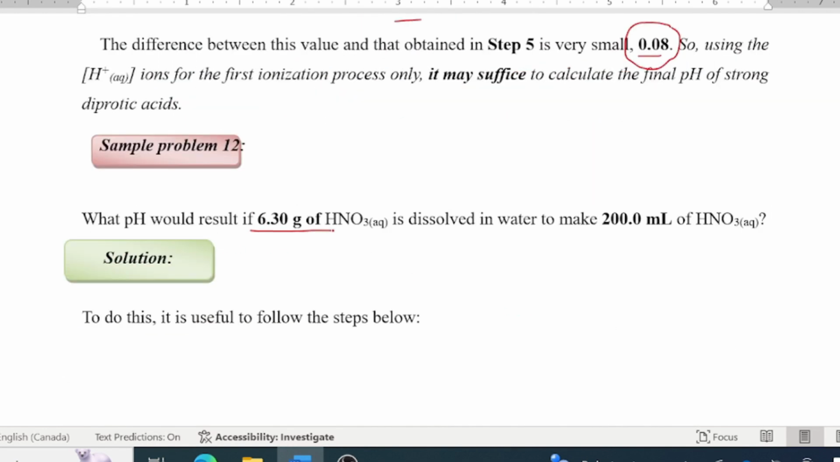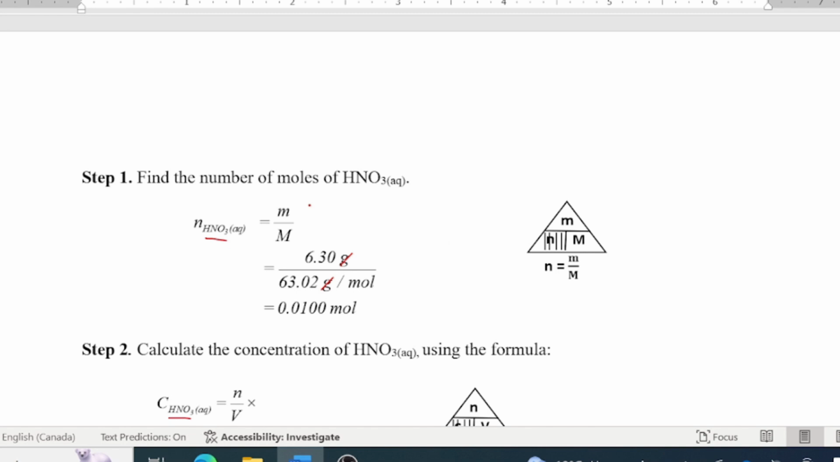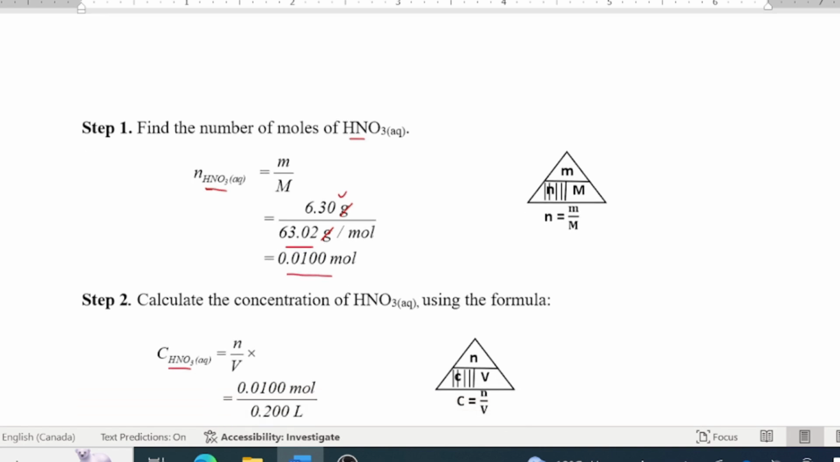It's very easy. All you do is find the final hydrogen ion concentration. I taught you how to do that already. You find the number of moles of this guy, then you find its concentration, okay? And then, of course, you know it ionizes, and then you can find the concentration of the H plus there. So you find the number of moles, the mass over molar mass. The molar mass of this guy is 63.02 grams per mole. That's the number of moles you have. But now you have to find the concentration of that because you're putting that in 200 milliliters of solution.